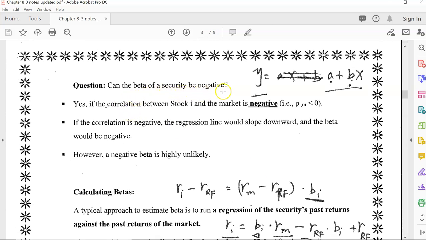Can the beta of a security be negative? Yes, if the correlation between stock i and the market is negative. Okay, rho, the correlation between stock i and market M, could be negative. If the correlation is negative, the regression line would be downward sloping and the beta would be negative. However, negative beta is highly unlikely. When the correlation between stock i and the market is negative, it means stock i's return moves in the opposite direction as the market return. Okay, remember these apply to the countercyclical stocks we've discussed before, right?